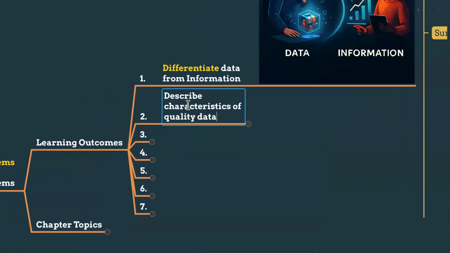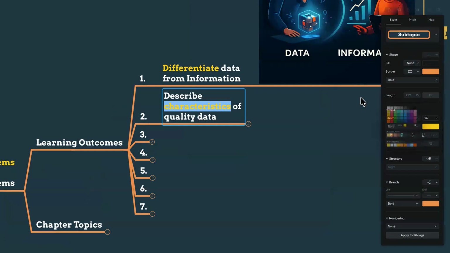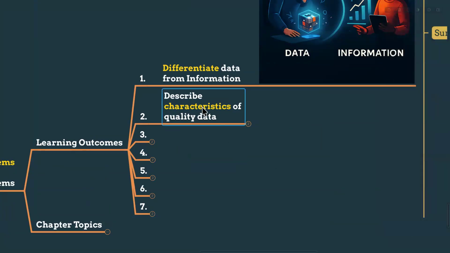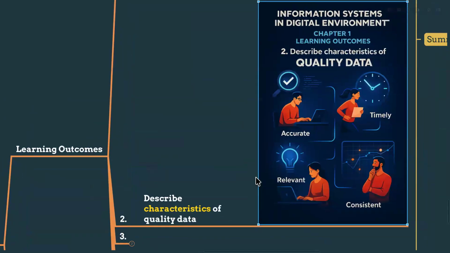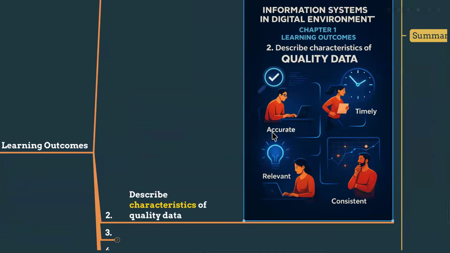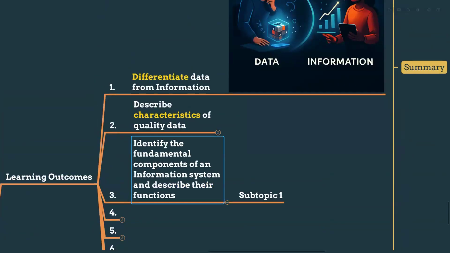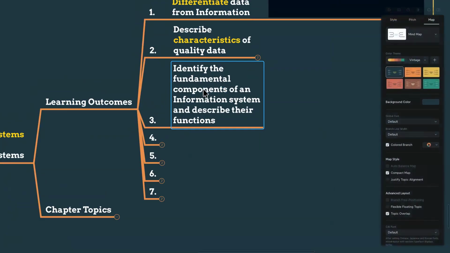And the second learning outcome is you have to describe the characteristics of quality data, right? If there is data, it should have some characteristics. If it is quality data, it must possess some characteristics. So we will understand some qualities of the data, right? We will understand it later. So you will know, right? And after that, you have to identify the fundamental components of an information system and describe their functions.